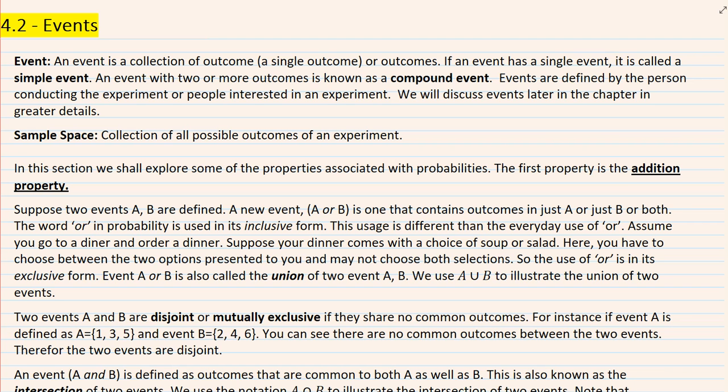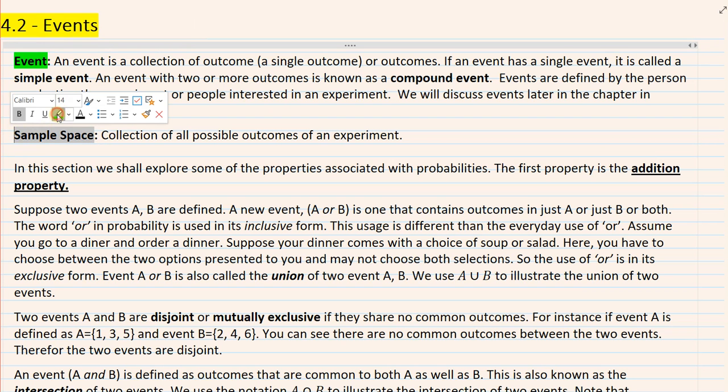In section 4.2, we're going to talk about events. Now, I've already defined event and sample space in a prior section when we talked about probability basics. So I have a couple of reminders on something that we've already discussed. One of them is event. The other one is the notion of sample space.